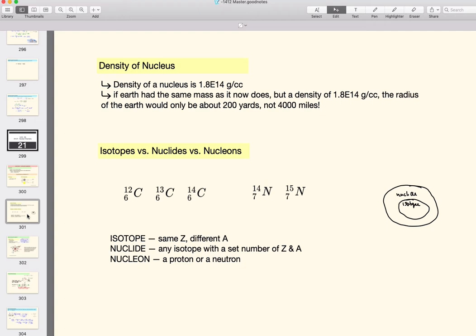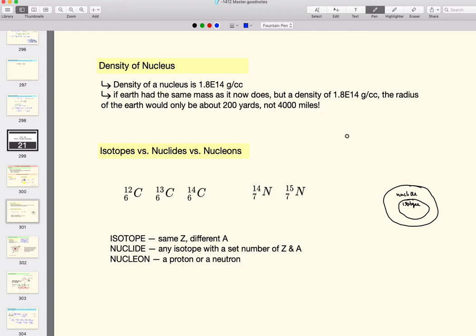Well, let's look at the nucleus another way, the density. The density of a nucleus is about 1.8 times 10 to the 14th grams per milliliter. Well, how packed is that? If we compressed the Earth, took the ball and just pressed it in until Earth had the same density as the nucleus, the Earth would only be about 200 yards wide. So the nucleus is extremely dense.